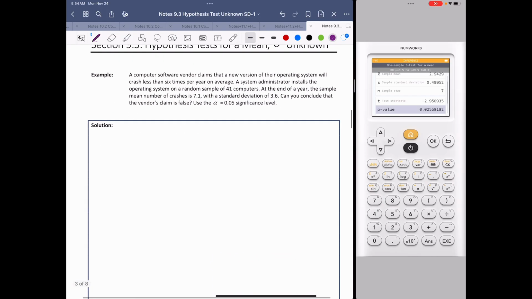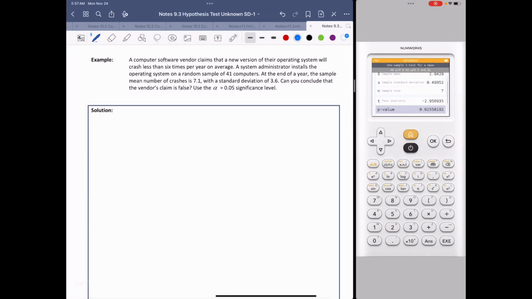All right. Now the next one. Pause the video and read this problem, and then we will. This problem, I want to know if I can conclude that the vendor's claim is false. All right, so here's what we're going to do. My conditions are SRS. It didn't say anything about normal in the story, so I'm going to say n is greater than 30. CLT normal.